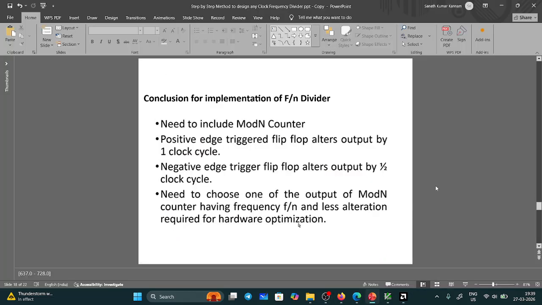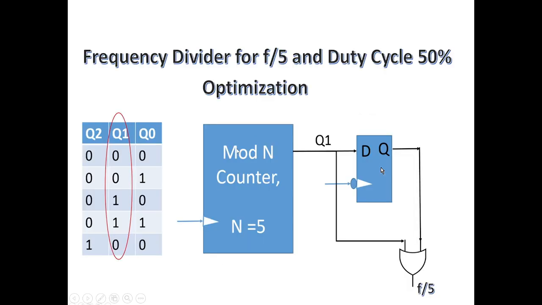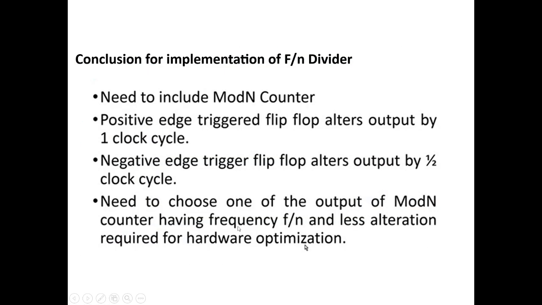Yeah. So what is our conclusion? We need to include the mod-n counter. If it is a positive edge trigger flip-flop, it alters the output frequency by one clock cycle. A negative edge trigger flip-flop alters the output by half a cycle. So we need to choose the output of the mod-n counter, for f by n, where less alteration is required. Okay, that means hardware optimization, as we saw with the f by 5 circuit.